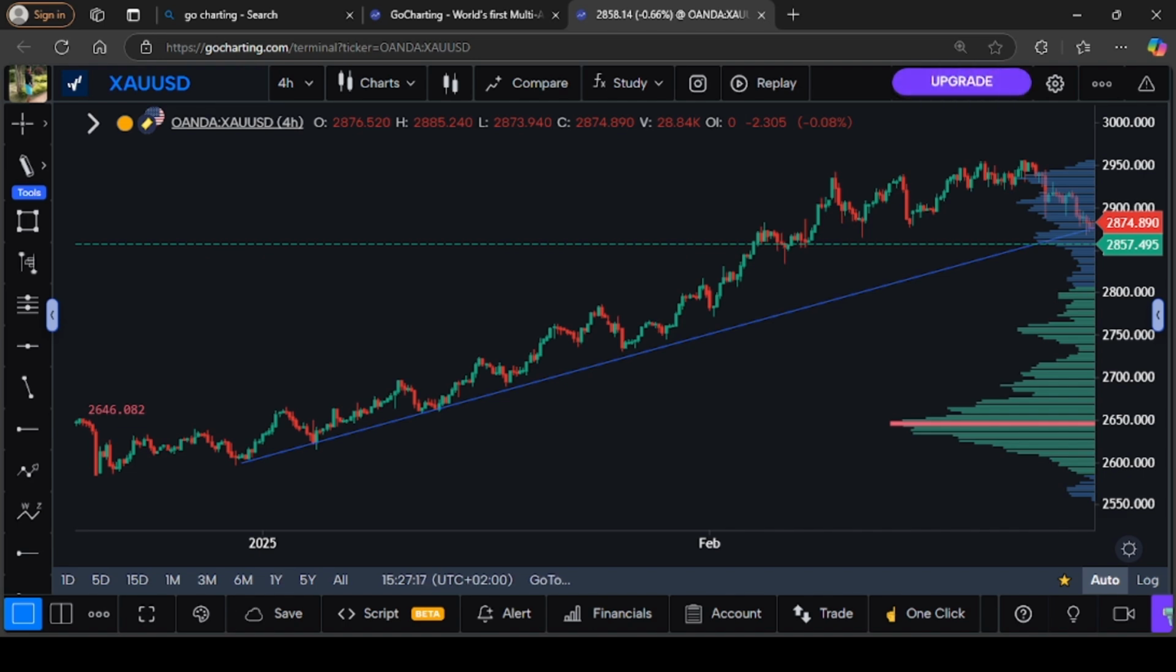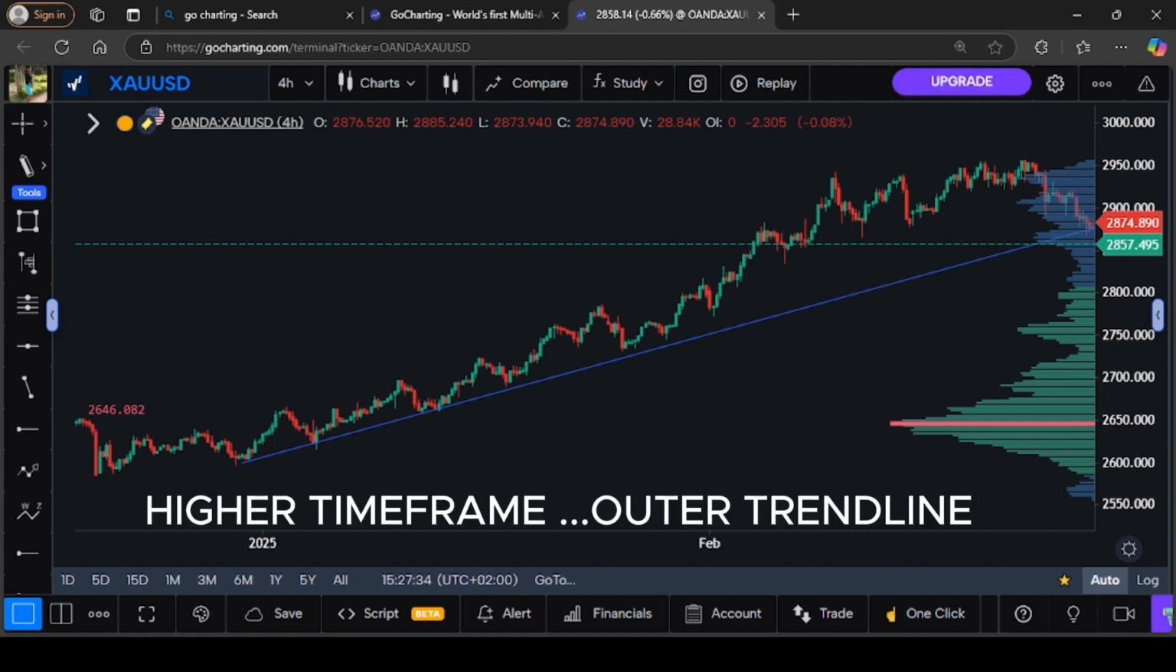First thing, when you are drawing a trend line, we first check from the higher time frame: the monthly, the weekly, the daily, the H4. So we can first draw our trend line basing on the higher time frame, and this gives us the outer trend line from the H4, daily, weekly.